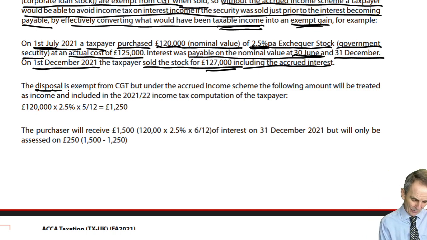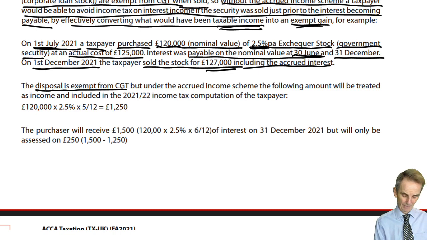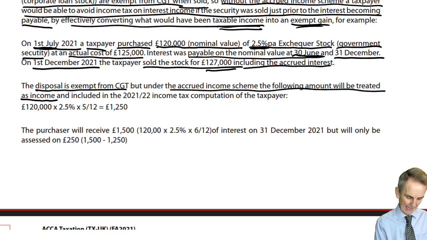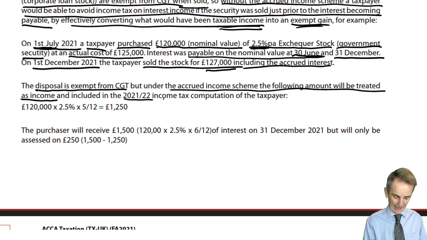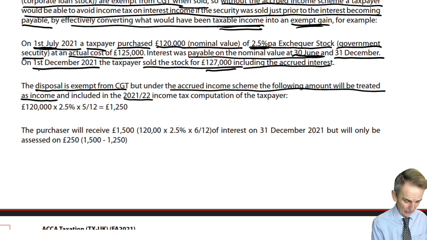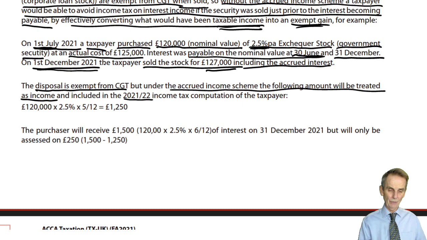So as we've said, the disposal is exempt from CGT. But under the accrued income scheme, the following amount will be treated as income and included in the 21-22 income tax computation of the taxpayer. Because it was sold on the 1st of December, that means there was 5 months' worth of accrued interest. There was nothing actually received. But the value of that security has gone up because in another month's time, 6 months' worth of interest will be paid out.